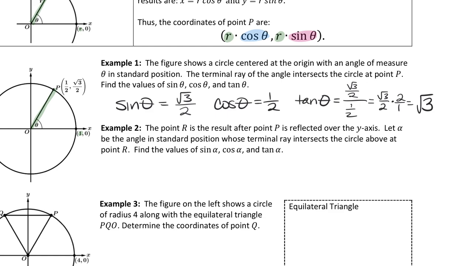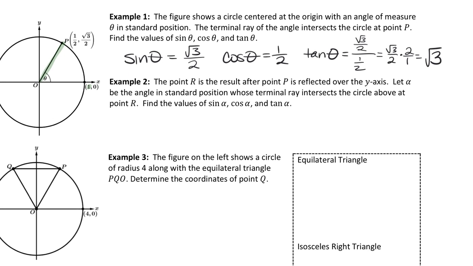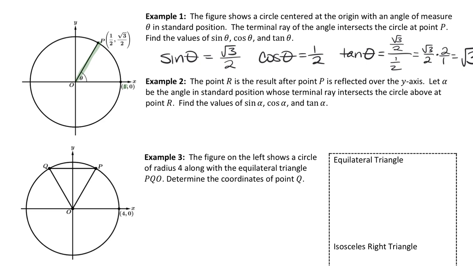Next question, you're using the same picture. It says the point R is the result after point P is reflected over the y-axis. Let's do that. If we take the point P and we reflect it over the y-axis, that means we're reflecting it over here. So we have our new terminal ray because it's hitting point R. If it's reflected over the y-axis, what's the new coordinate point for R? Instead of going to the right and up to get to point P, what did we do? We went left and up, which means my coordinate point is going to be what? Negative 1/2, comma.